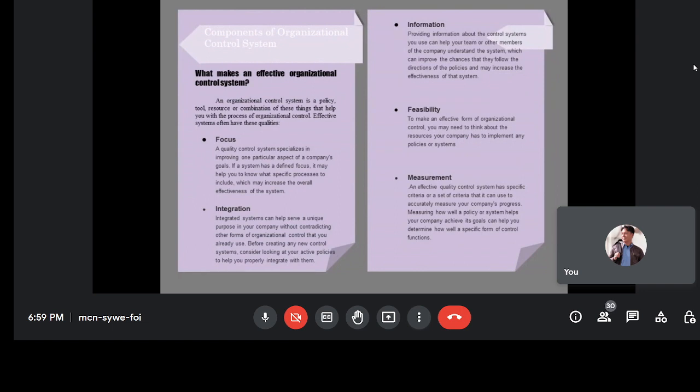To make an effective form of organizational control, you need to think about the resources your company has to implement any policies or the system. Last one is the measurement.